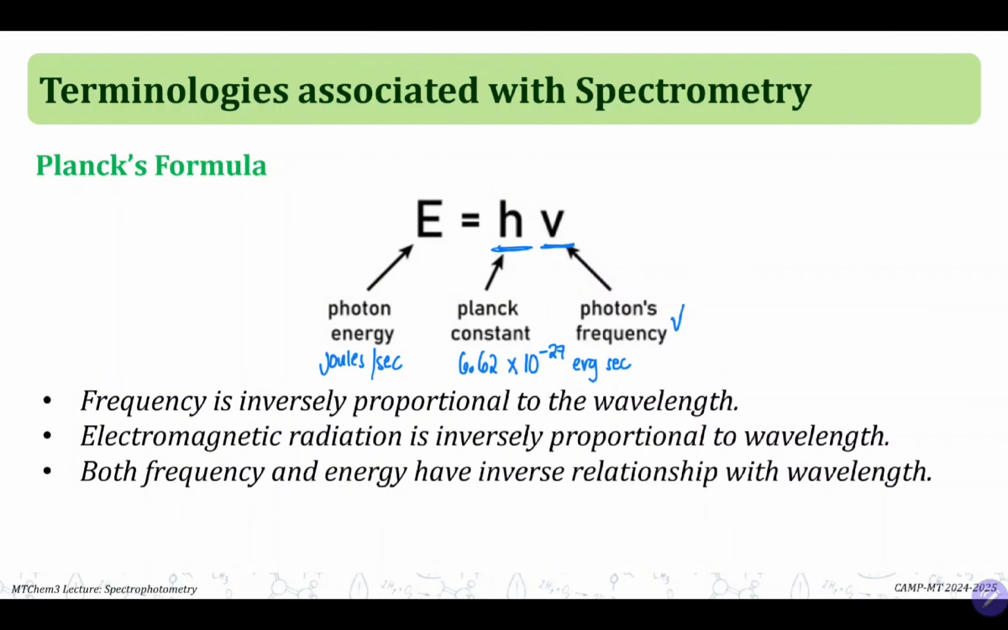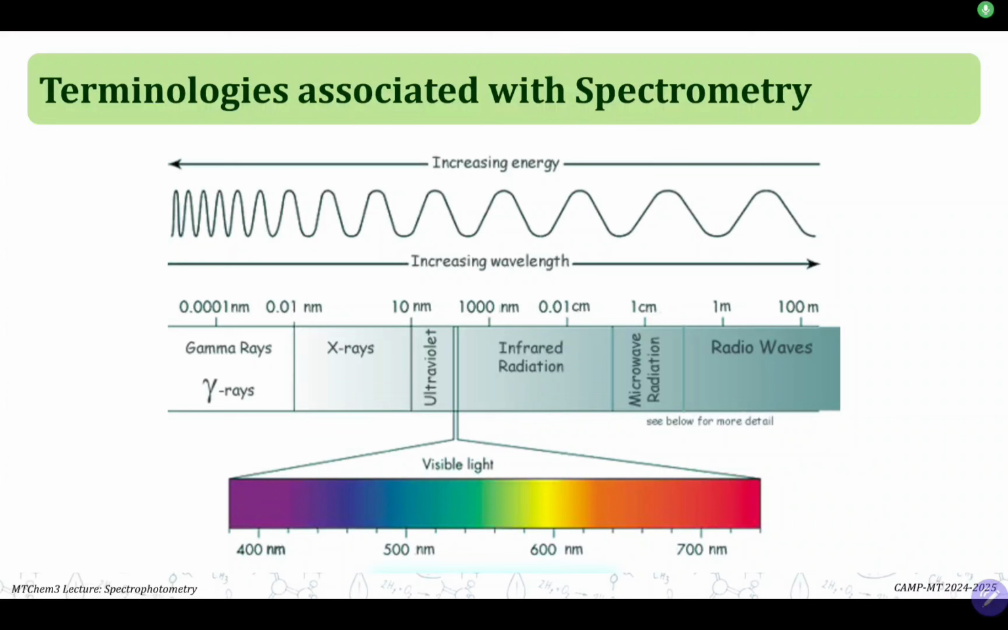Now, based on Planck's formula, we can at least derive three conclusions. First is that your frequency is inversely proportional to wavelength. Okay? Second one, that your electromagnetic radiation or simply your energy is inversely proportional to wavelength. And based on our first and second conclusions, we can also conclude that both your frequency and energy have an inverse relationship with wavelength.